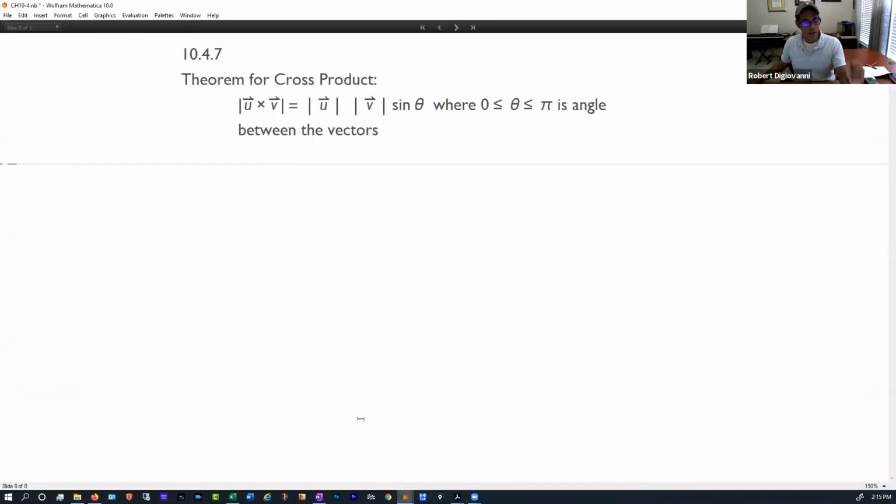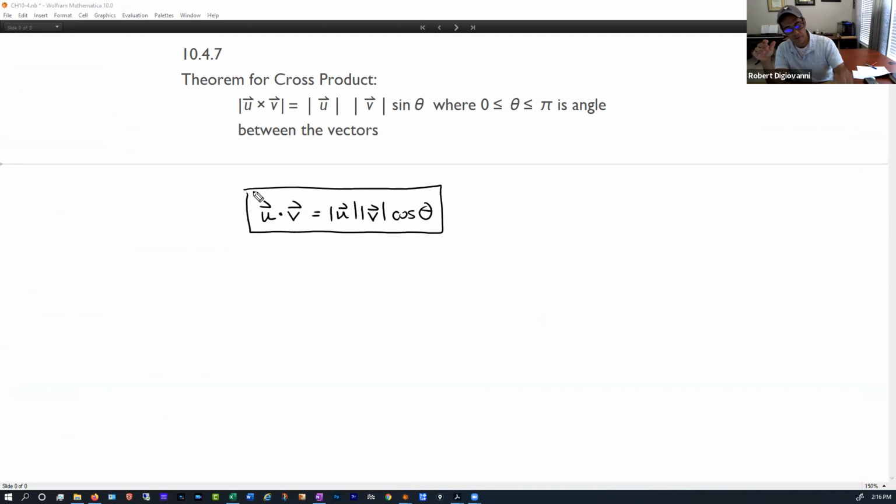So we have a theorem, and I'm going to ask you to remember what we did last class. We said that u dot v is equal to magnitude of u times magnitude of v times cosine of the angle between them. That was a very important theorem that you were supposed to have gotten from last class. Look at this theorem, very similar. But it's not the cross product of u and v, it's the magnitude of the cross product. So remember, the cross product gives you a vector, right? This says that if you take the length of that vector, it should be equal to the length of u times the length of v times sine of the angle between the 2 vectors.